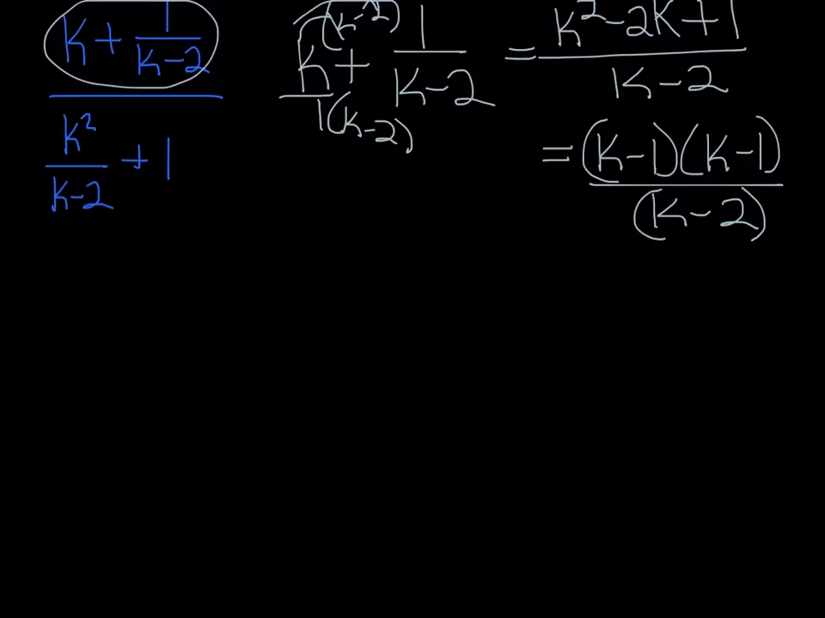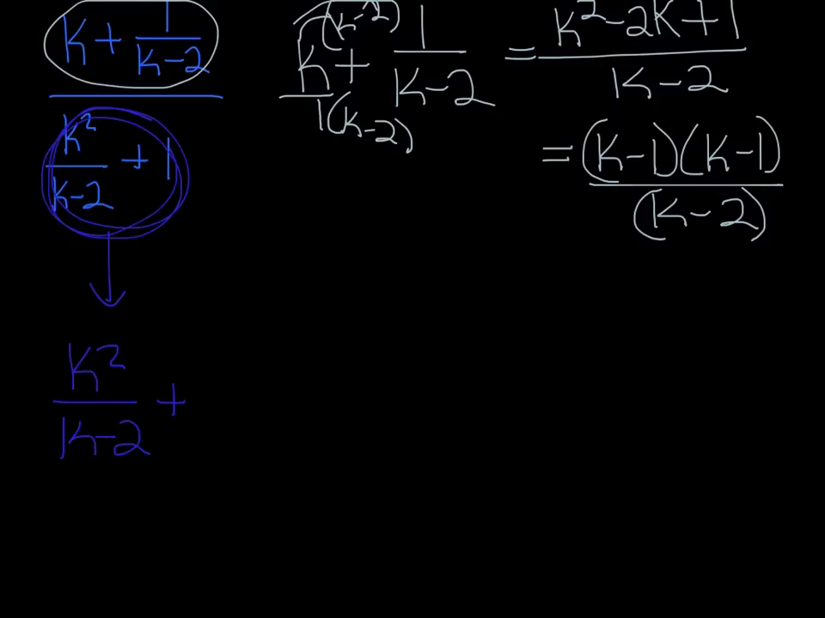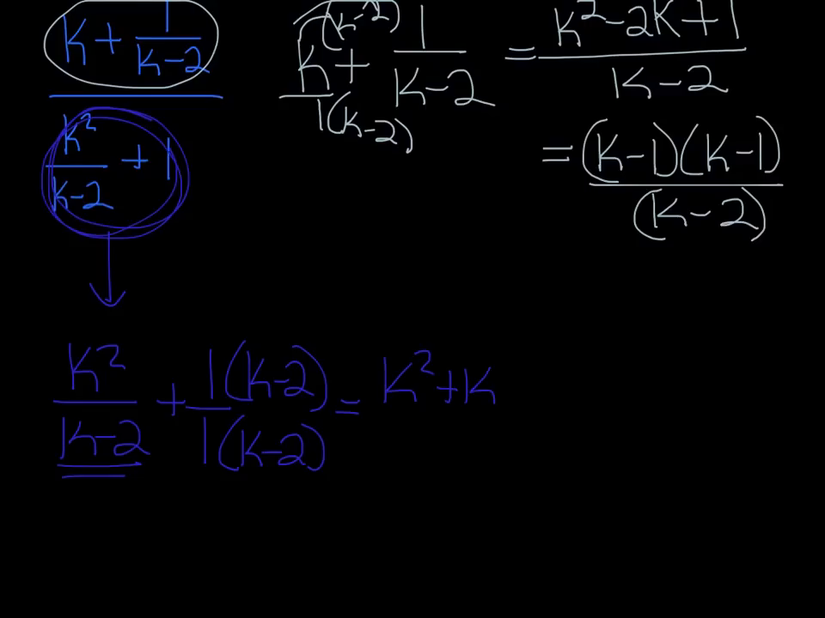Alright, second step, simplify the denominator. So that's going to go down here. We have k squared over k minus 2 plus 1 over 1. So our common denominator needs to be k minus 2. So this needs to be multiplied by k minus 2 over k minus 2. That gives us k squared plus k minus 2 all over k minus 2.